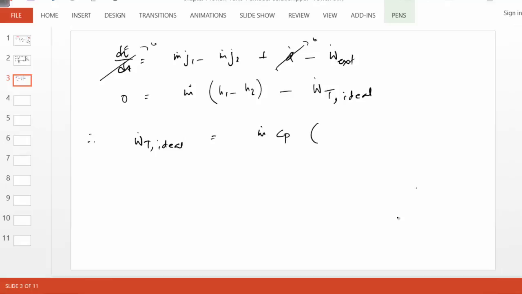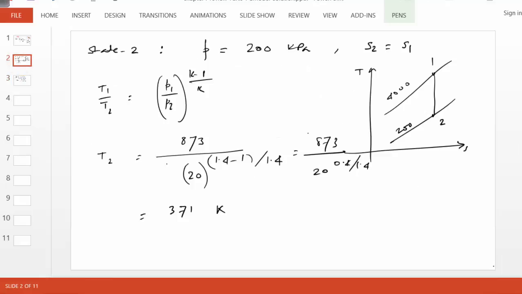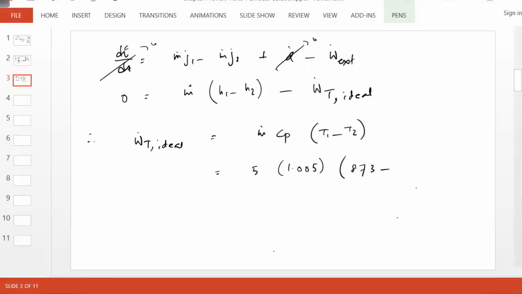and if we use the formula for H1 minus H2, and T1 was 873 and T2 was 370. Is that what we calculated? Yes, 371. Once we calculate this, it turns out to be 2521 kilowatts. So that's the maximum power out of the turbine.